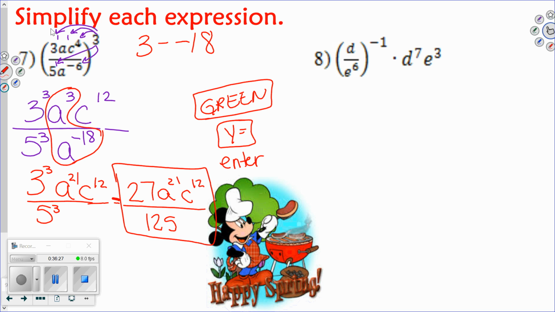All right, number 8. Ooh. Well, what do I do first? Distribute. Okay, so we'll start with that. So that -1, do I have any unspoken ones in this problem? Yeah, the d at the top. So that's going to make that d to the -1, because we multiply those. And then e to the -6.